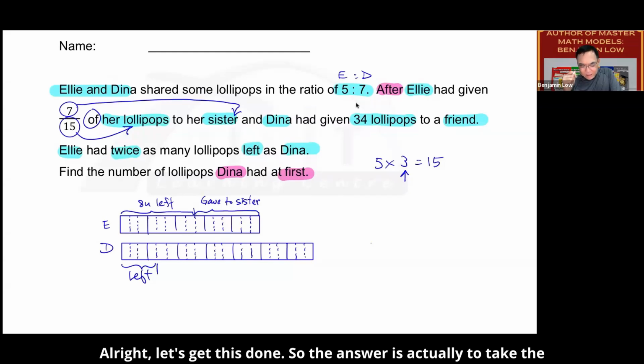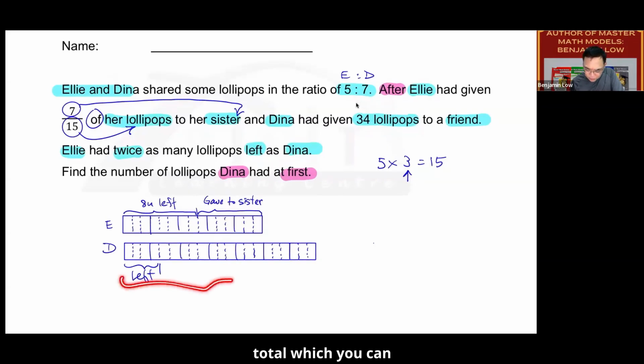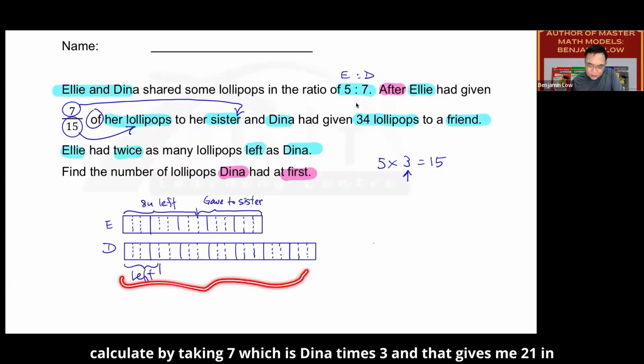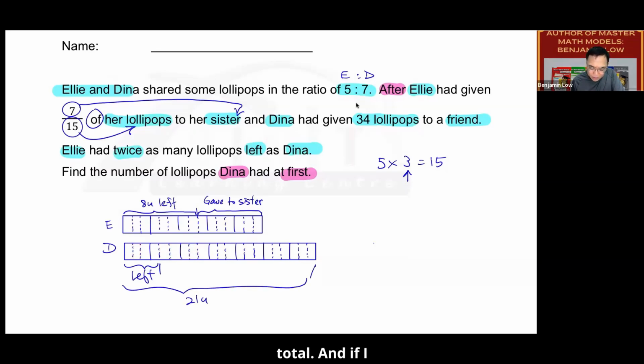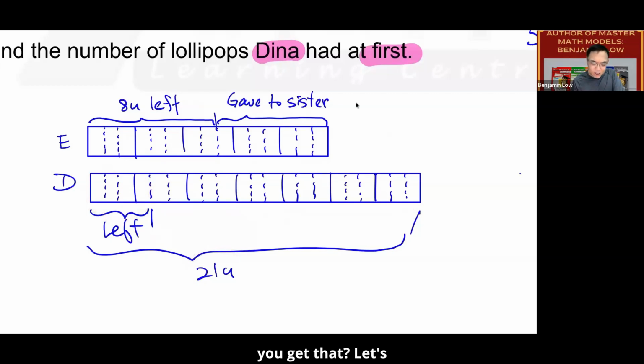All right, let's get this done. So the answer is actually to take the total, which you can calculate by taking 7, which is Dinah, times 3, and that gives me 21 in total. And if I were to subtract away 4 units, I should get 17 units left. Okay, did you get that?